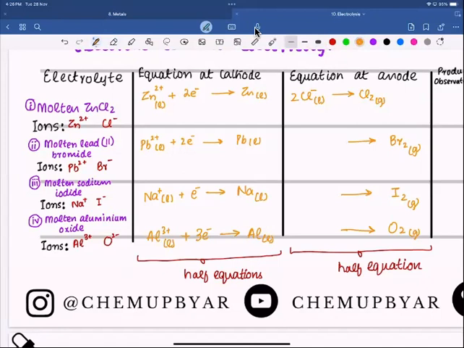So if there are 2 chloride ions, then how many electrons are these 2 chloride ions going to lose? 2, because 1 chloride ion is going to lose 1 electron. So 2 chloride ions are going to lose 2 electrons. So after writing chlorine, we will write over here the 2 electrons which are actually removed from the chloride ions. Is this clear?